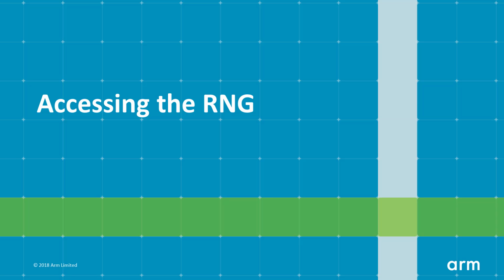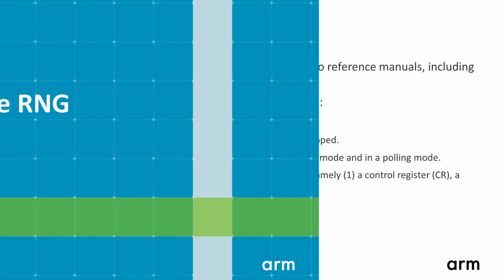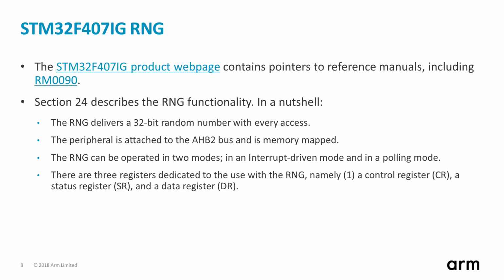If you are an embedded system developer, then you're most likely familiar with how to talk to various peripherals on your MCUs. If your background is more in security, then you may need some help to get started. The STM32F407IG product webpage contains a number of manuals, and we will have to become familiar with the relevant parts. Section 24 of the reference manual describes the RNG functionality. In a nutshell, it says the following.